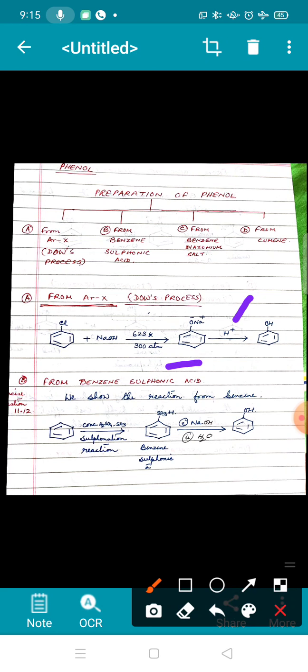The second method, which is also your exercise question 11.12, from benzene sulfonic acid. Actually benzene sulfonic acid is this, okay, but how do we get benzene sulfonic acid? Benzene sulfonic acid we get by treating benzene with concentrated sulfuric acid, known as oleum, and the reaction is known as sulfonation reaction. So benzene sulfonic acid, when treated with sodium hydroxide, you get sodium phenoxide, which upon hydrolysis give you back phenol. So the two steps we have combined together by writing 1 and 2 over the arrow.